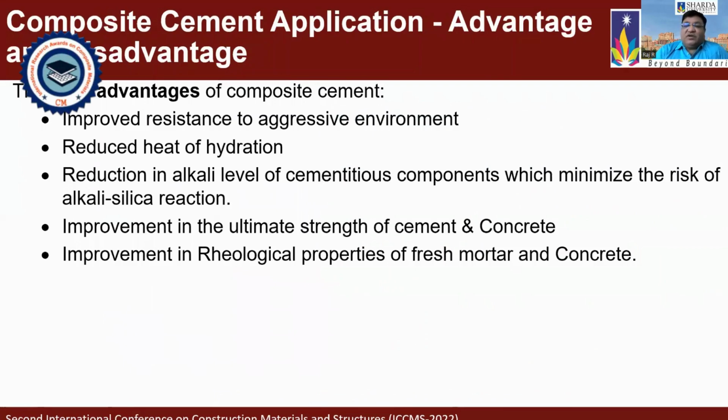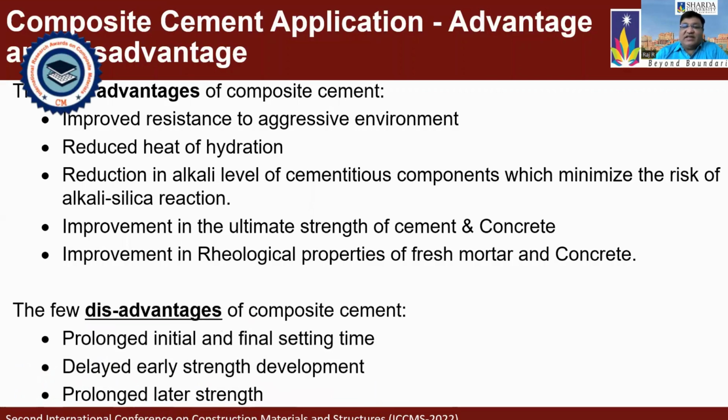Other than the CO2 emission, composite cements have a few advantages and disadvantages. Advantages are that they are resistant to aggressive environments, have low heat of hydration and low alkali reactions, provide very high ultimate strength of the cement and concrete, and change the rheology property of the concrete. However, there are a few disadvantages. They delay the initial and final setting time. They also delay the strength development in the concrete as well as the cement, and later strength is also significantly lower in some cases.